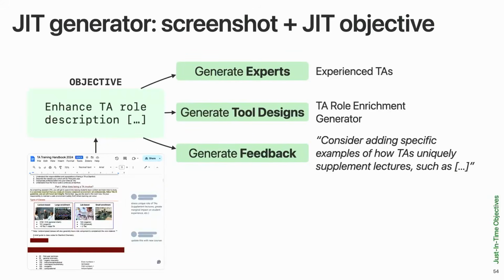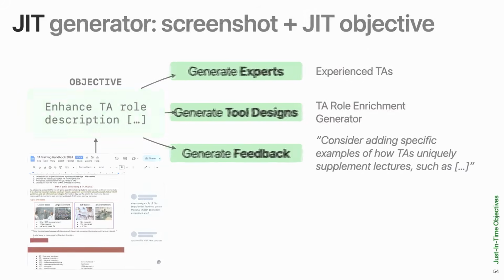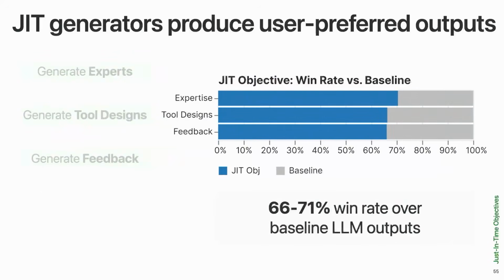And the JIT generator was the same, but just with the induced objective added. Here, the objective actually picked up on the fact that there was an unresolved comment about clarifying the role of a TA on the handbook, and you can see how the outputs here are tailored accordingly. We find that with this small modification over the baseline, JIT generators produce outputs that are preferred about 70% of the time in head-to-head comparisons.